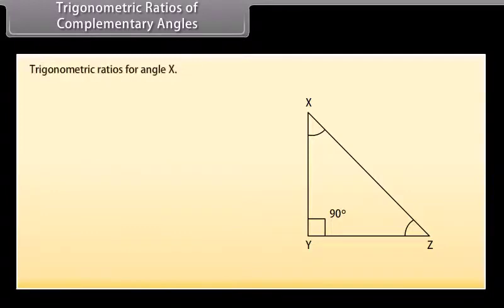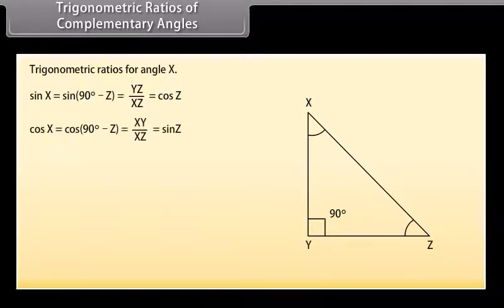Let us now list the trigonometric ratios of angle X. Sin X is equal to sin of 90 degree minus Z equals YZ upon XZ equals cos Z. Cos X is equal to cos of 90 degree minus Z equals XY upon XZ is equal to sin Z. Tan X is equal to tan of 90 degree minus Z equals YZ upon XY equals cot Z.